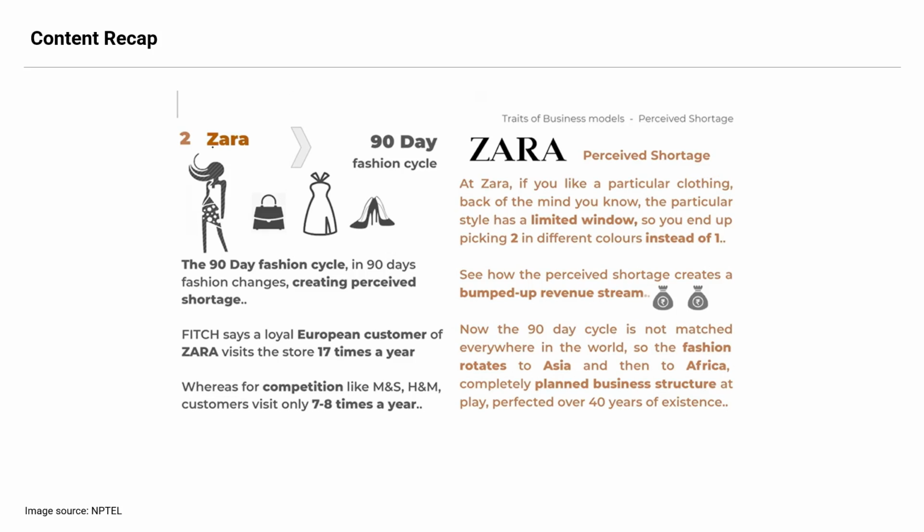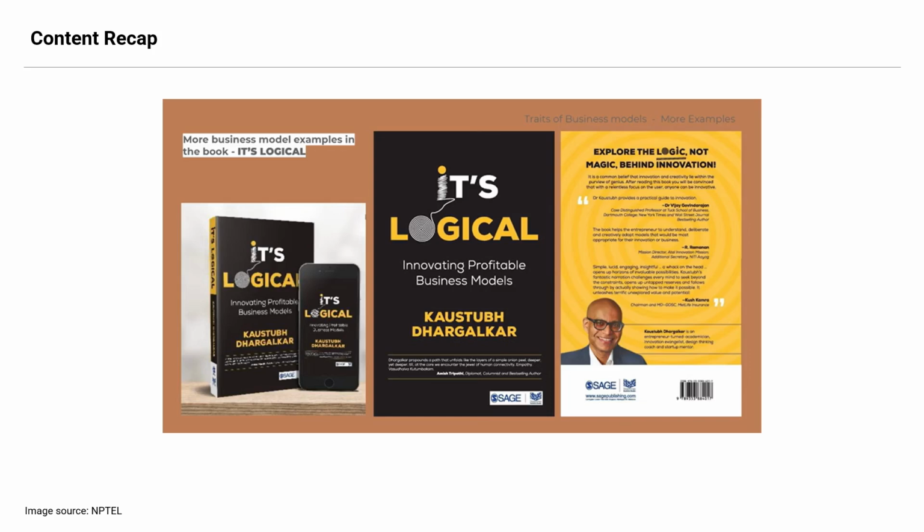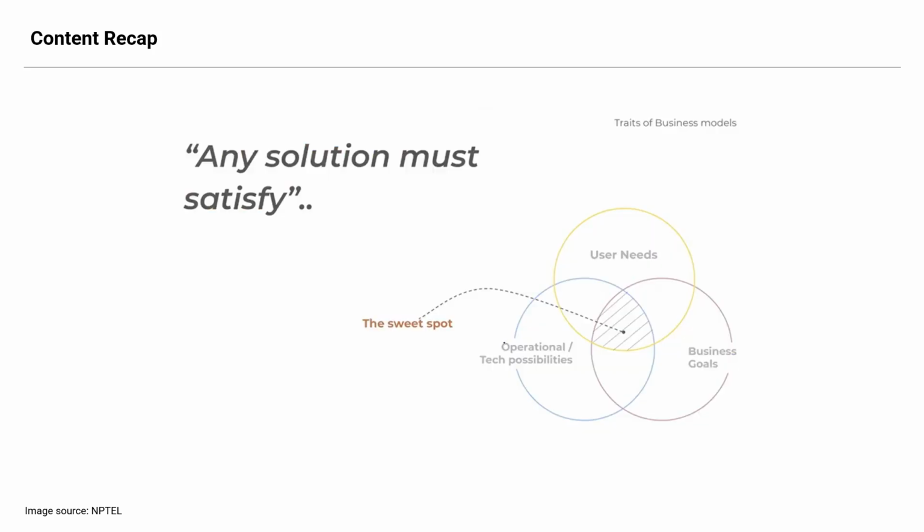And then the example of Zara. I think we had a question on this, and we have very well explained how Zara works out its stock of a 90-day and limited window fashion cycle. The examples explain how a business model can differentiate it from the competition. It's his book, and it's logical. It's a book written by Mr. Costa, and you can actually buy it and learn more about it.